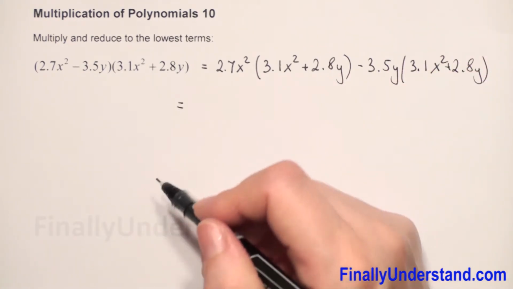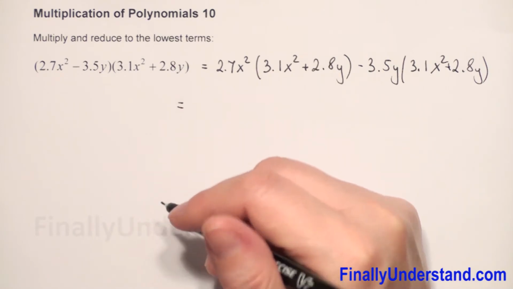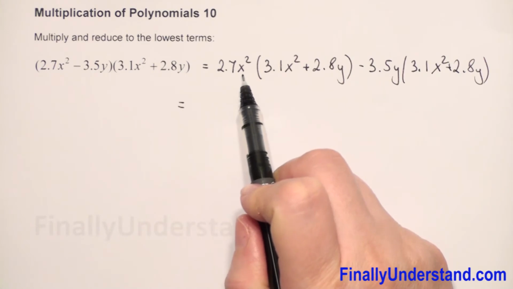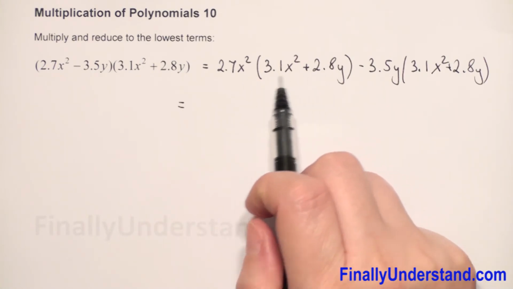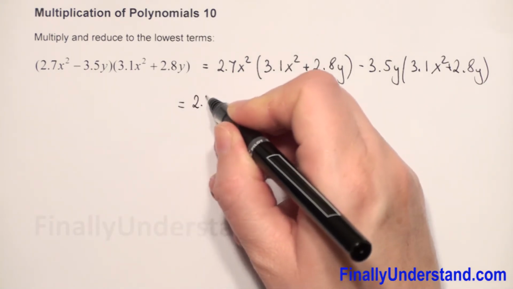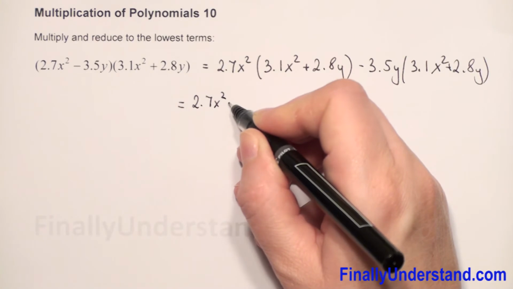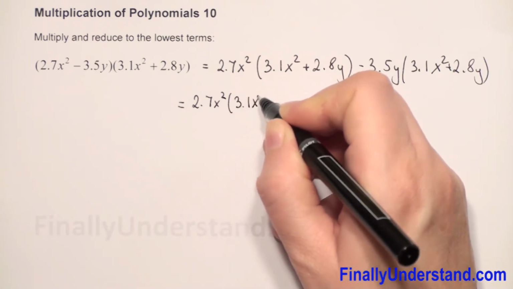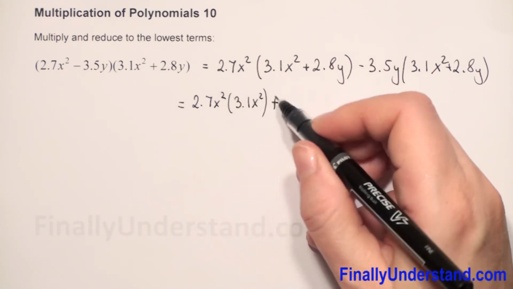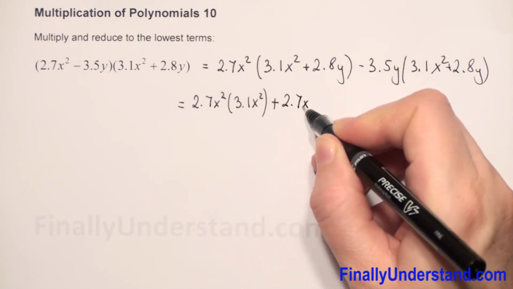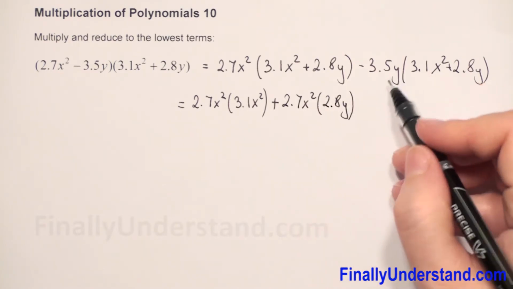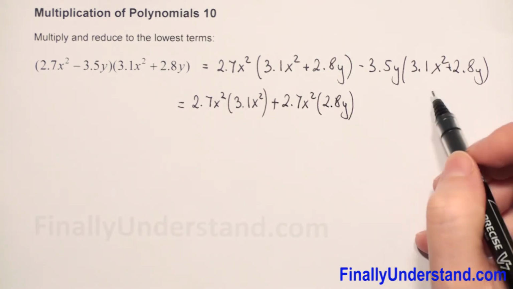So now we have to use distributive law of multiplication. We have to distribute 2.7x squared over each term in the binomial. So will be 2.7x squared times 3.1x squared plus, because we have positive times positive is positive, 2.7x squared times 2.8y, and the same we have to do with the second expression.